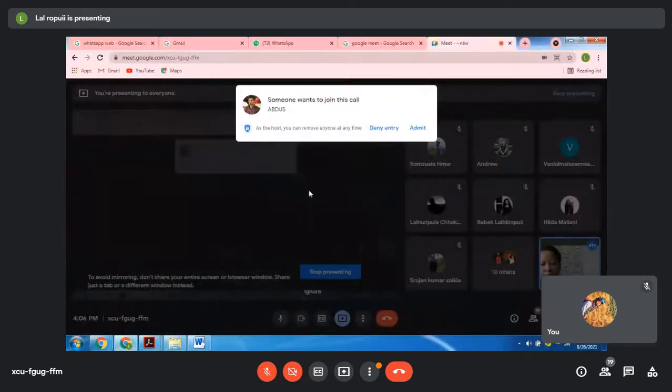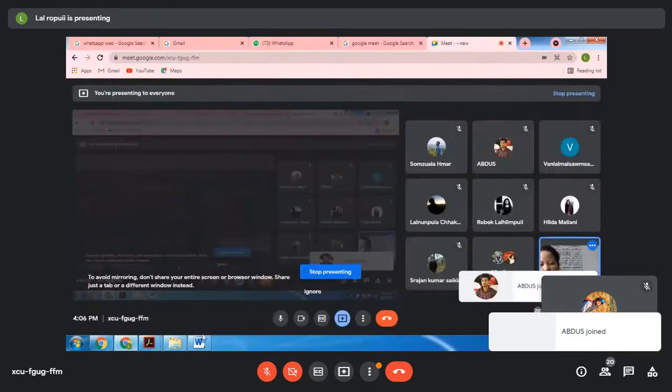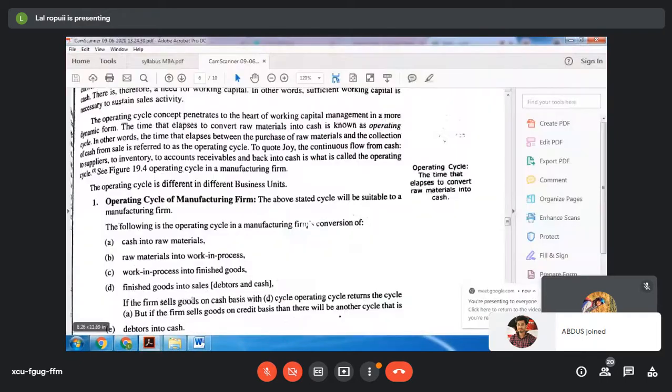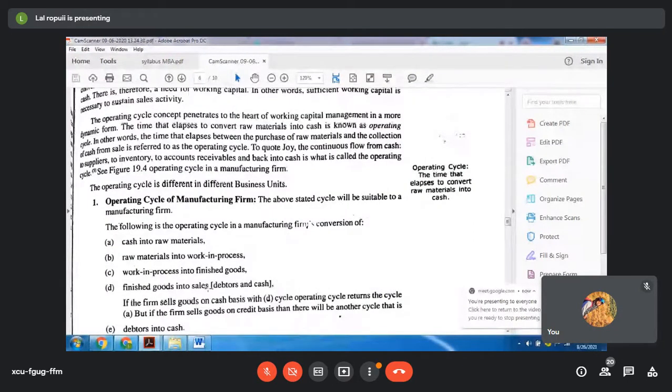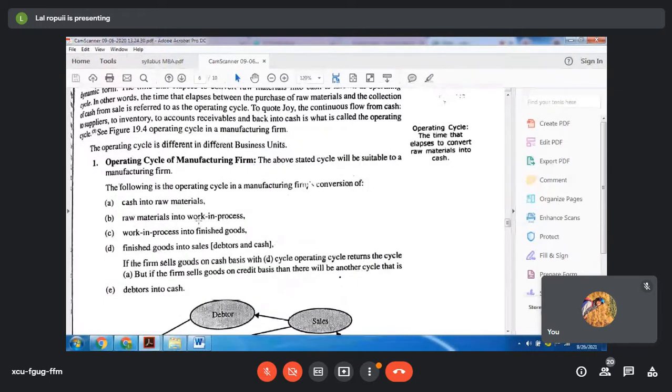Like I have just said, the operating cycle is the conversion of your capital into cash, your profits back. So that is the operating cycle. The above stated cycle will be suitable to a manufacturing firm. The following is the operating cycle in a manufacturing firm.